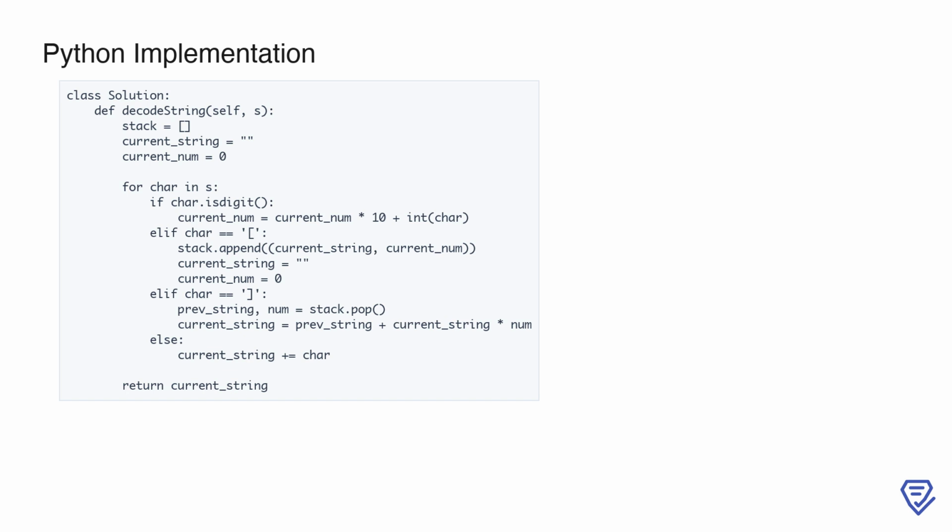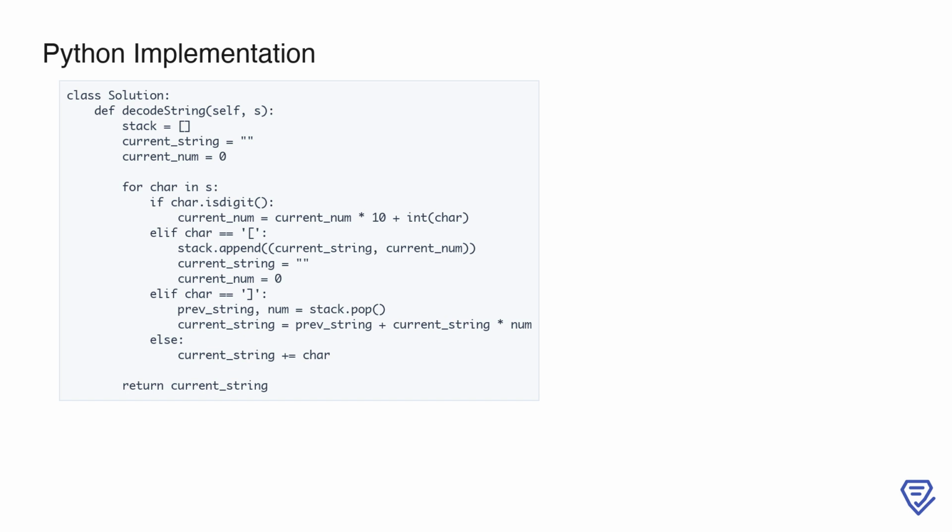1. If the character is a digit, it updates current_number by multiplying the existing value by 10 and adding the new digit. This handles multi-digit numbers. 2. If the character is an opening bracket, it pushes the current state, the current_string and current_number, onto the stack, then resets current_string and current_number for the nested level.